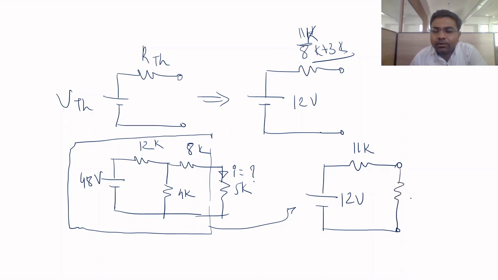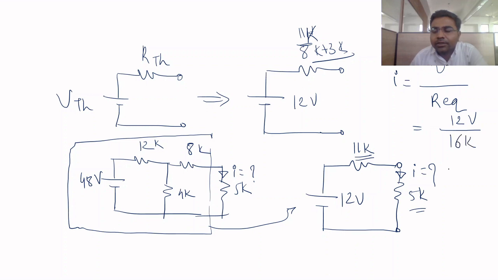Now I am looking for the current through this 5 kilo ohm. So what will be my current? My current is nothing but the voltage divided by the equivalent resistor. What is my voltage here? The Thevenin equivalent voltage, which is 12 volt. Now what is the equivalent resistor? This 11K and 5K are both in series, so 16K. This will give me the current passing through that particular branch. In this way you can work it out.